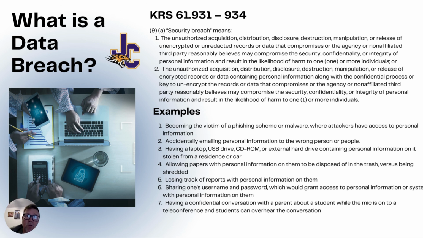Of course, part two is very close to the same thing. We won't read it, but basically, there are some examples that you need to be aware of. Of course, you've heard of phishing and malware, but there are also human errors. People accidentally emailing information to the wrong person, or having a laptop, USB drive, or CD-ROM, which is in the past but still there. External hard drives could be stolen, left in a car, left in McDonald's, and so forth.